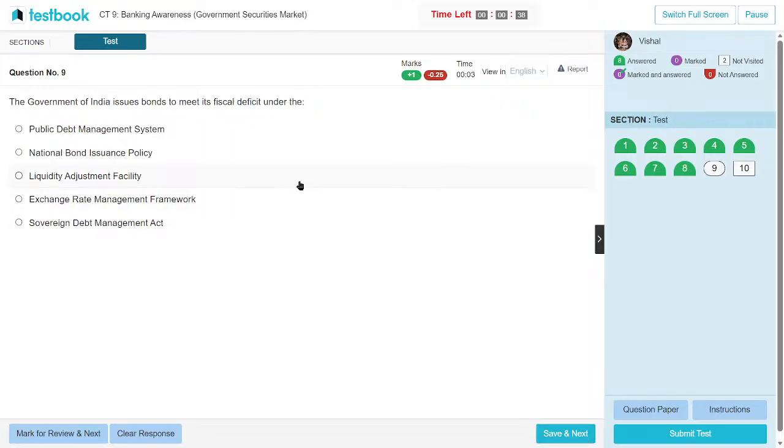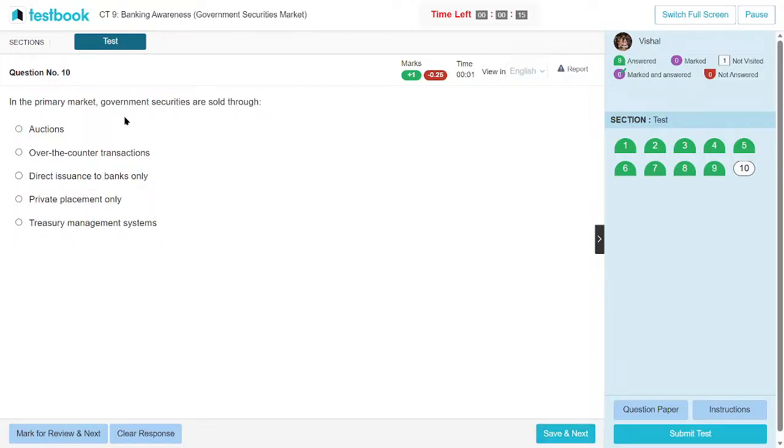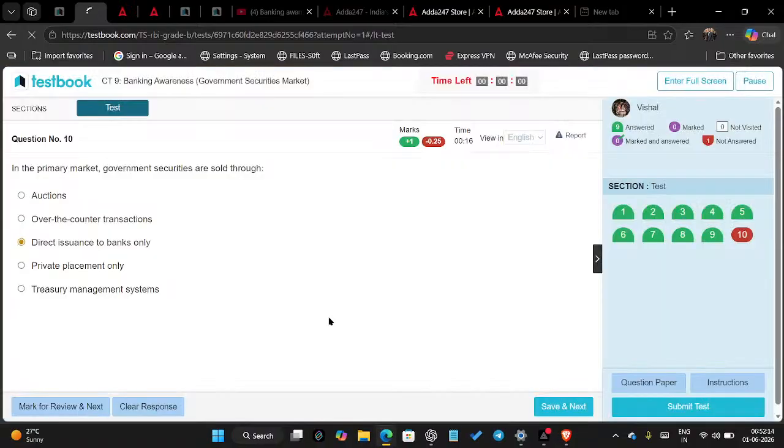Please tell me the answer of this question. The government of India issue bonds to meet its fiscal deficit under the public debt management system. In the primary market, government security are sold through, tell me friends, through what are government securities sold in the primary market? Direct issue, bank on sheet.